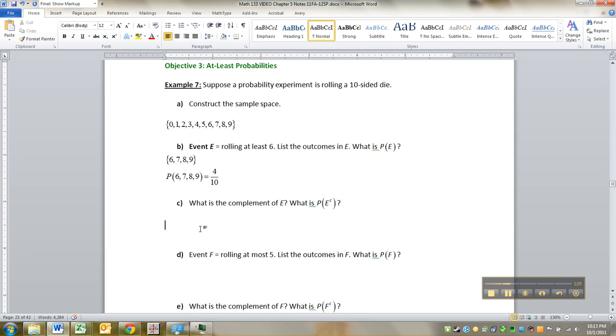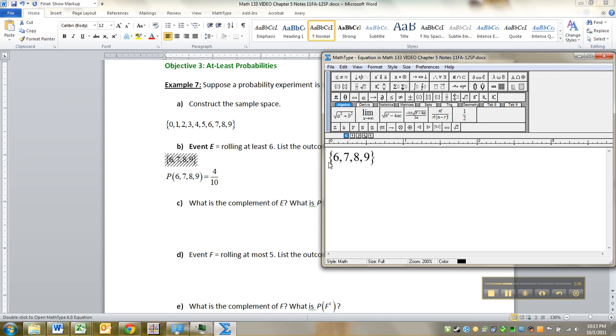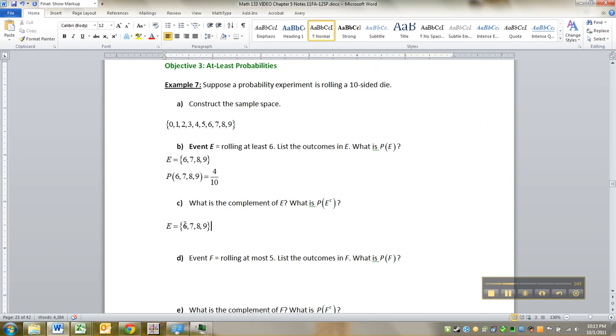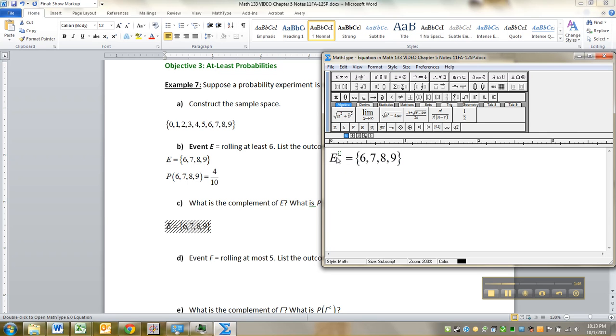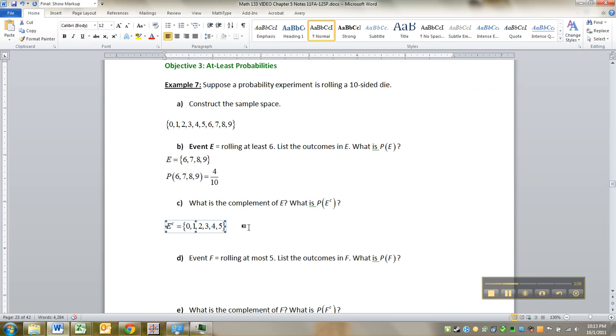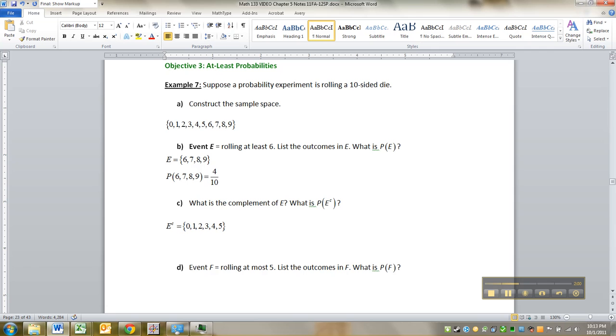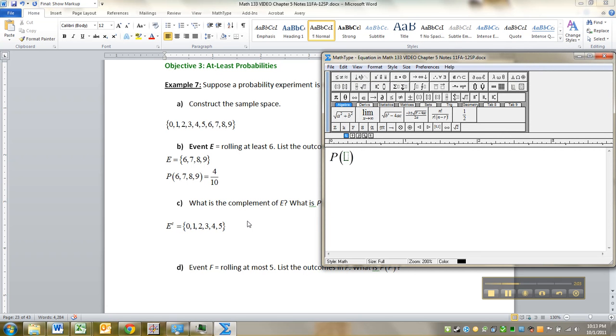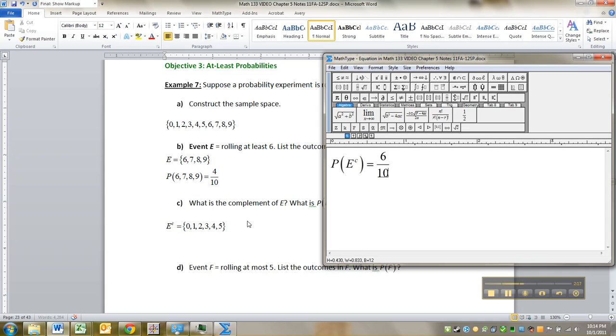All right, what's the complement of E? You know what? Just occurred to me, I should label this E. There we go. The complement of E, i.e. E complement, would be all the numbers in the sample space that are not in E. So 0, 1, 2, 3, 4, 5. What's the probability of the complement? The probability of E complement is equal to the probability of not getting E, which would be 0, 1, 2, 3, 4, 5, right? There are 6 numbers there. So 6 out of 10, or 0.6 if you want the decimal.